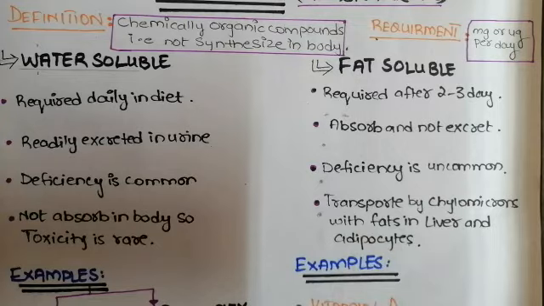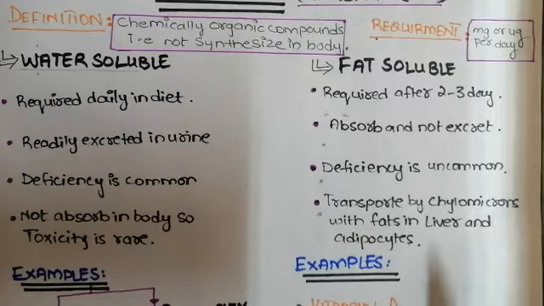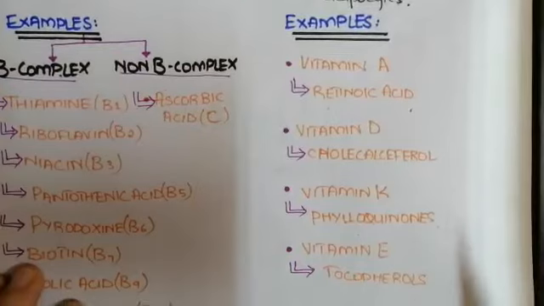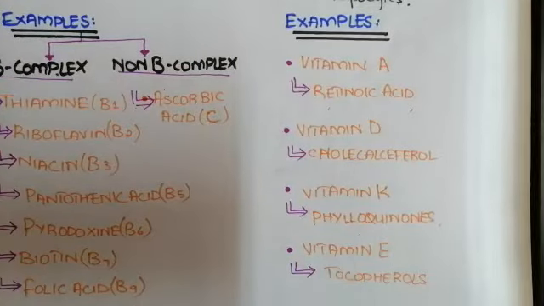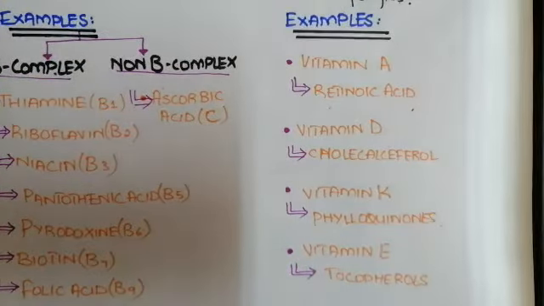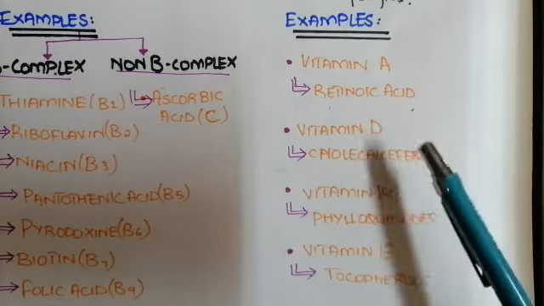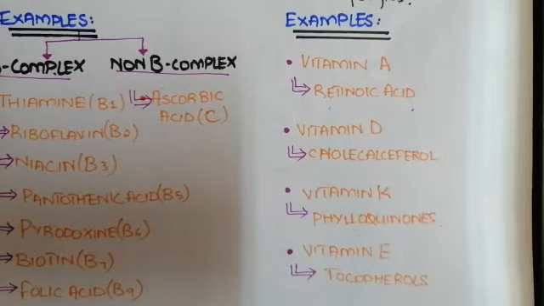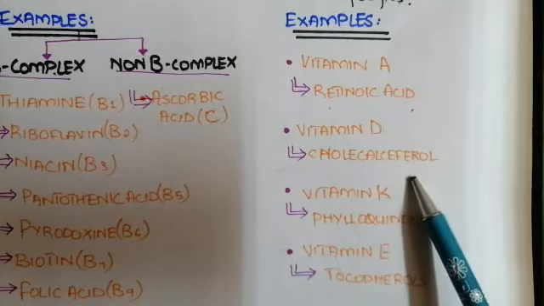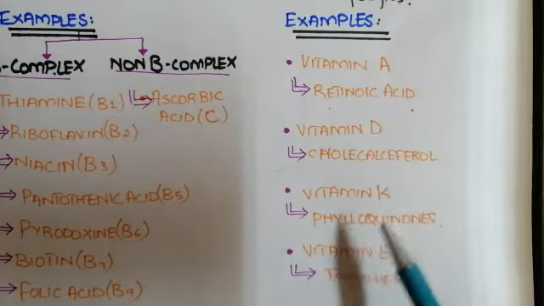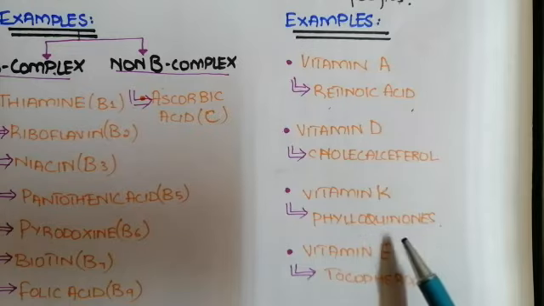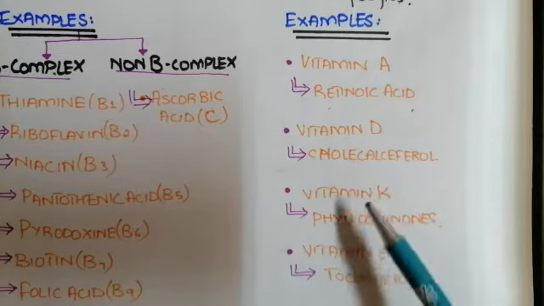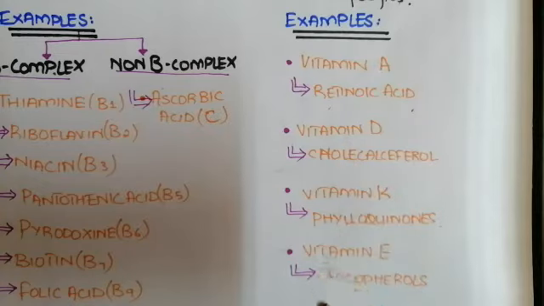Now, what are the fat soluble vitamins that are present through the diet? They are classified as the fat soluble vitamins: vitamin A, also called retinoic acid, and vitamin D, that is cholecalciferol. The other name of vitamin D is cholecalciferol or the sunshine vitamin. Then vitamin K, that is phylloquinone, and vitamin E, tocopherols. The names of the vitamins are the chemical biological names of these vitamins.